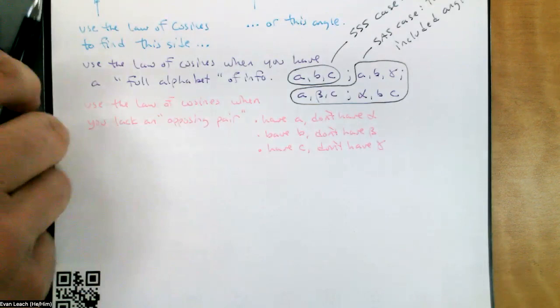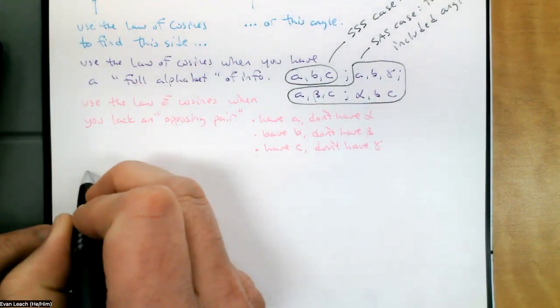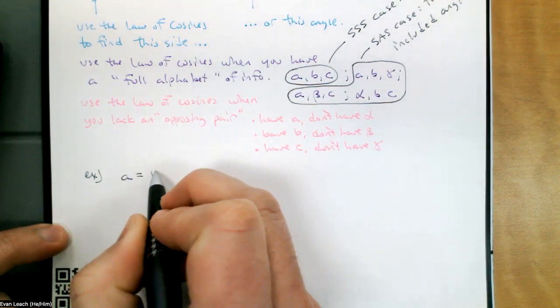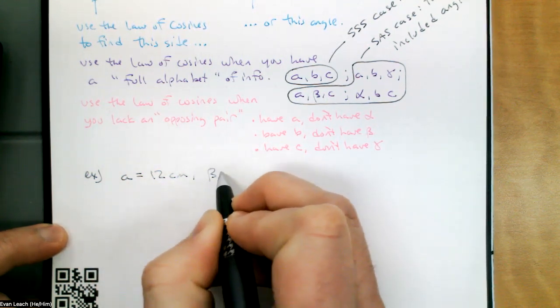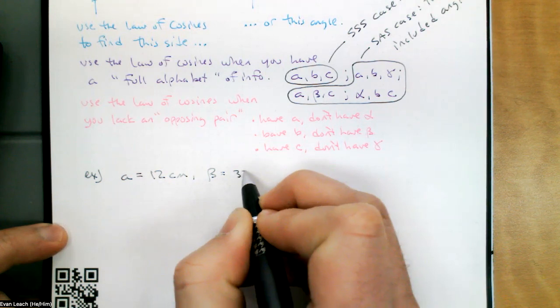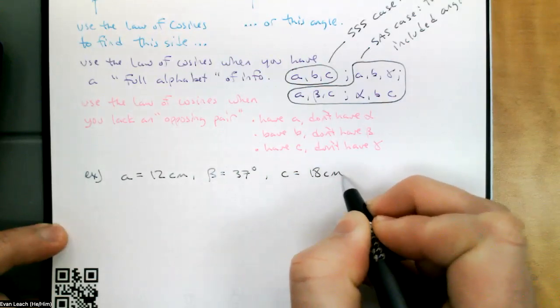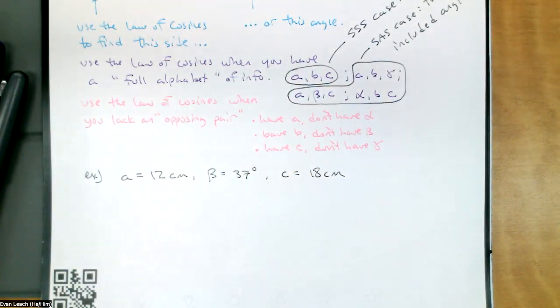Let's do an example. Let's suppose that we have side A equal to 12 centimeters, angle beta equal to 37 degrees, and side C equal to 18 centimeters.